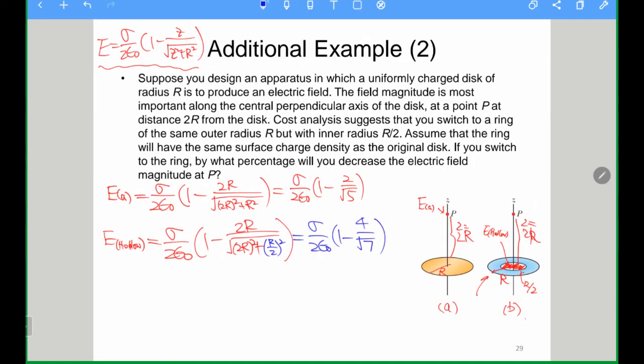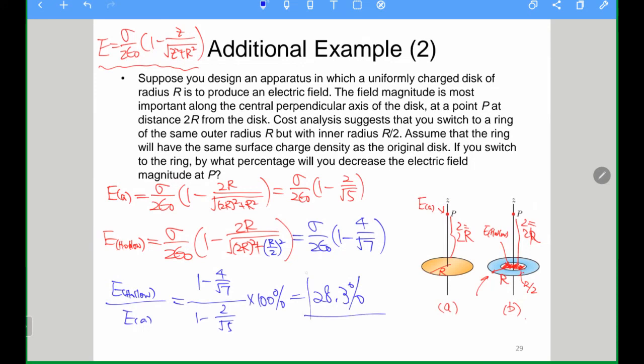So here we would like to calculate E hollow over E_A. The sigma over 2 epsilon naught cancels, so it turns out to be 1 minus 4 over square root of 7, over 1 minus 2 over square root of 5. And of course, we multiply by 100%. So this will be 28.3%. 28.3% will be the answer to this question.